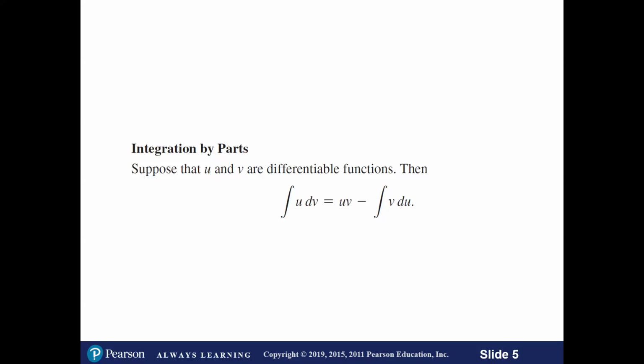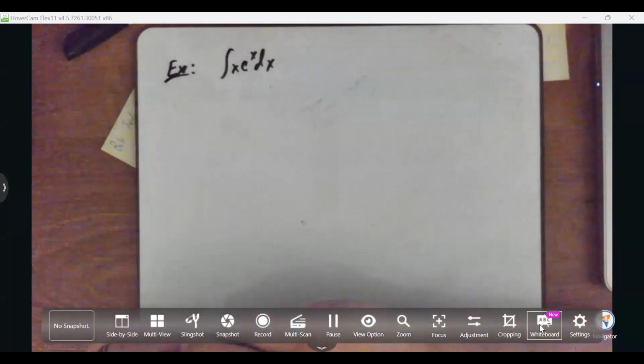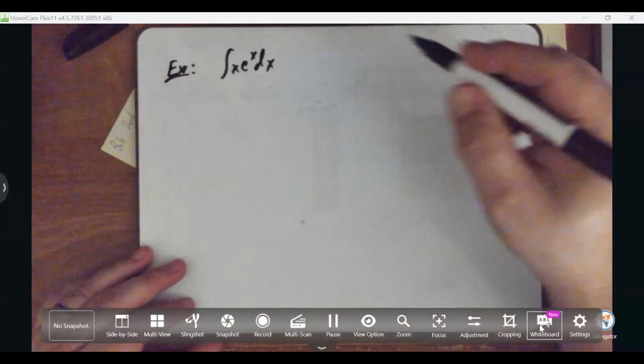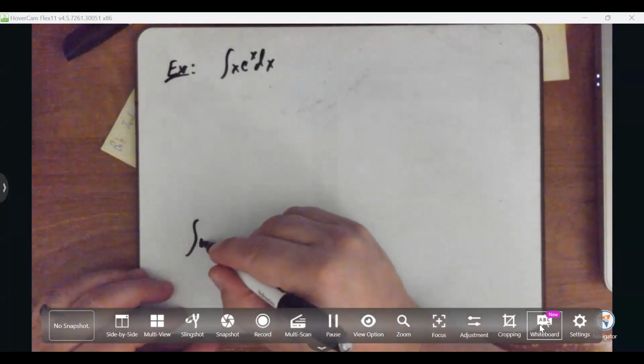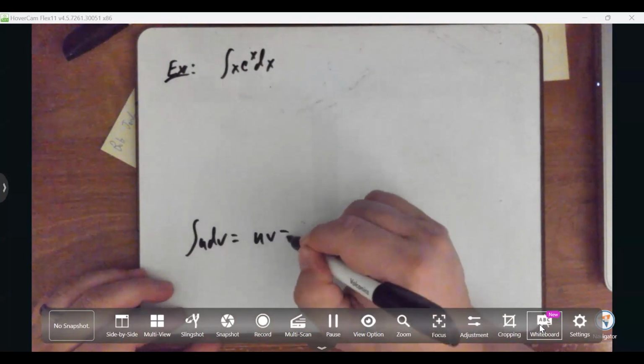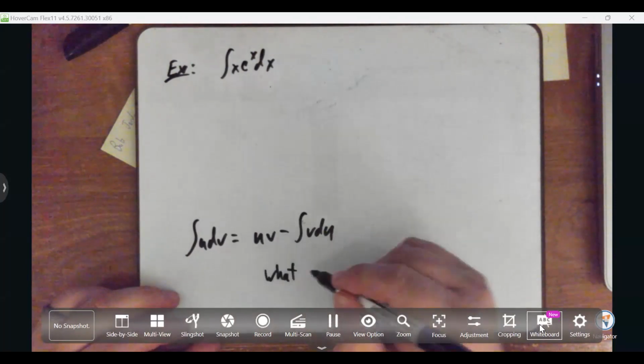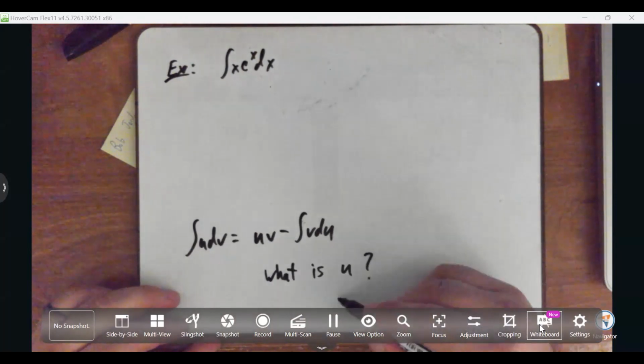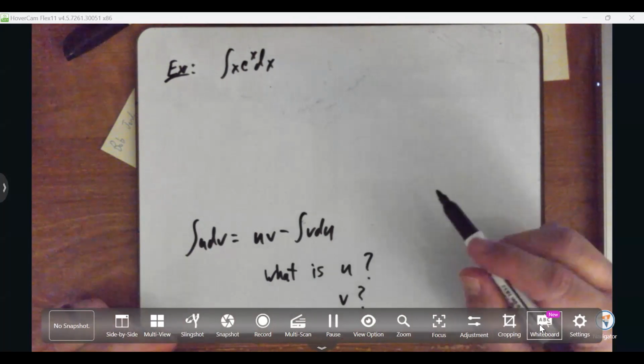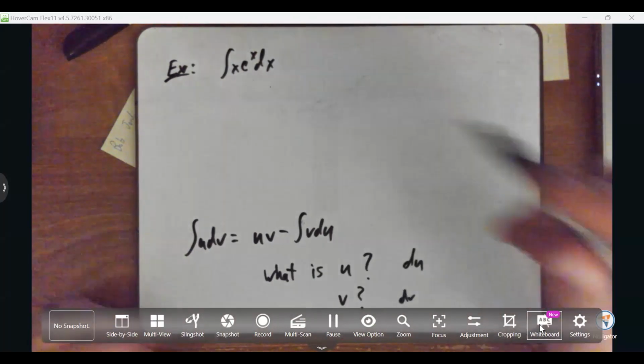So let's jump to an example. Let's do our simple integral we introduced before, seemingly simple, but hard to integrate. The integral of x e to the x dx. Okay. Now, our formula is the integral of u dv equals uv minus the integral of v du. And so the question in integration by parts is, what is u and what is v? Okay, and so what is u, what is du, what is dv, all those things kind of drop out.